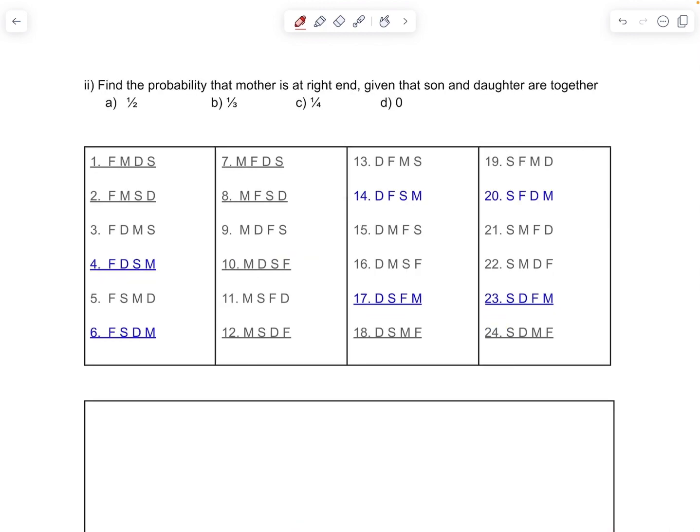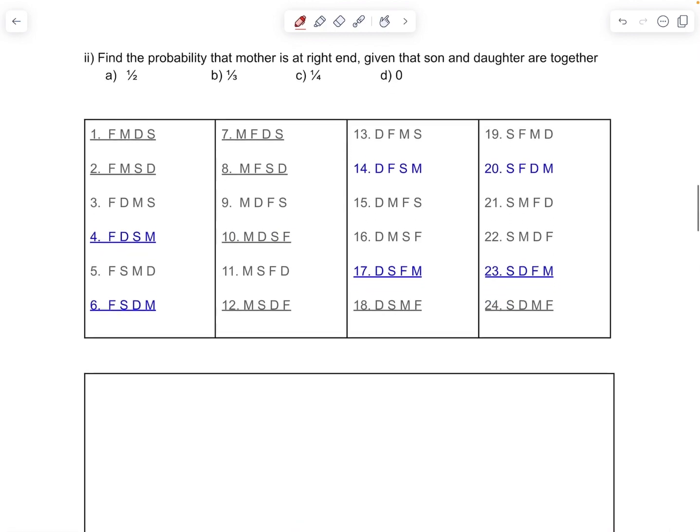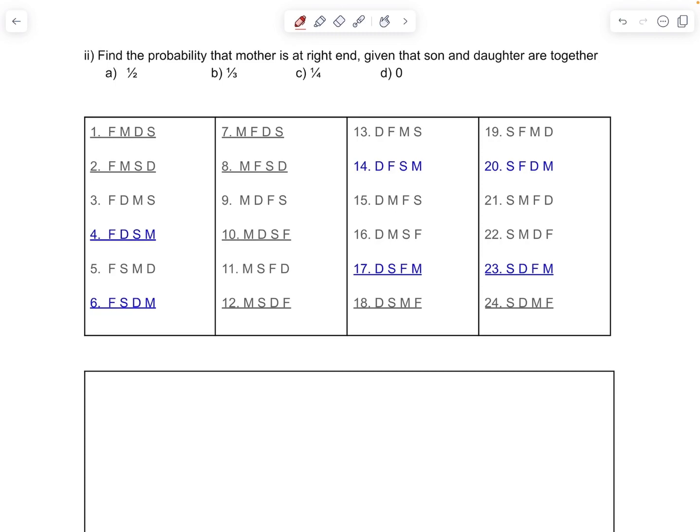Subdivision 2. Find the probability that mother is at right end given that son and daughter are together. Let's take A as the event in which mother is at right end. M is at right end. N of A is equal to 6. Let B be the event where the son and daughter are together. S and D are together.